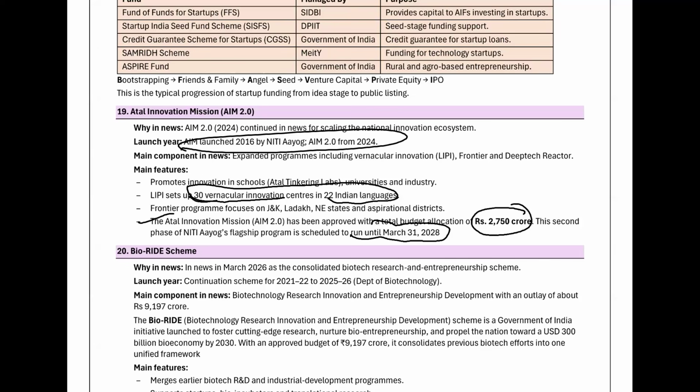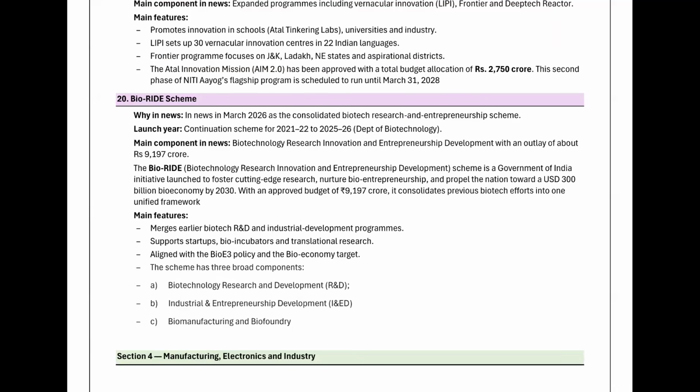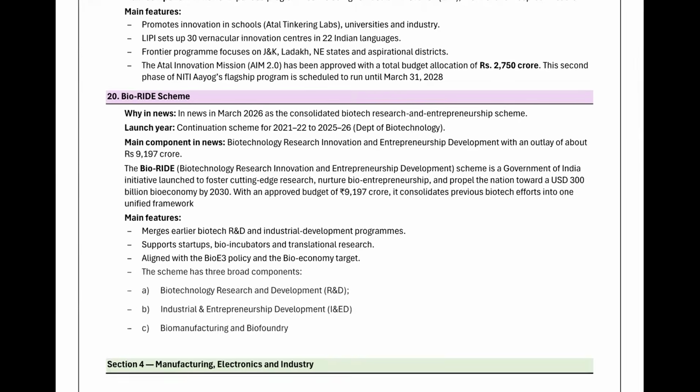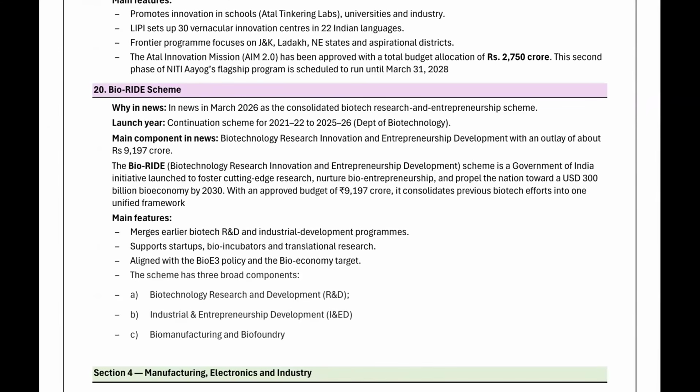Right, so try to understand, the exam keyword for this scheme is innovation mission and the memory trick is Innovation University of India. I hope it is clear to everyone. Now please try to understand the BioRIDE scheme. Under which department is it? First try to understand, it is under the Department of Biotechnology.